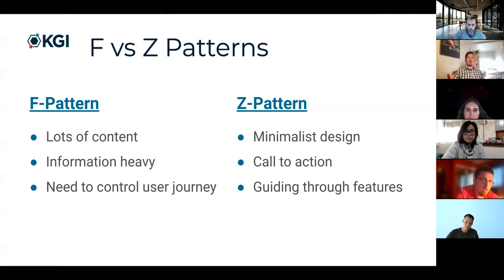Next is Z patterns. So if my app is a little bit less information heavy, but I want to control the way that a user is intaking a smaller amount of information, we typically understand that they're going to be looking through the site in a Z pattern. So again, it's top to bottom, but on the top, they're going to go all the way across, and then they're going to sort of skip down and then move forward. So this is for a minimalist design where I want them to read the issue and then call them to action. And this is also helpful when we're guiding someone through features. And I'll show you examples of how these patterns look in real life.